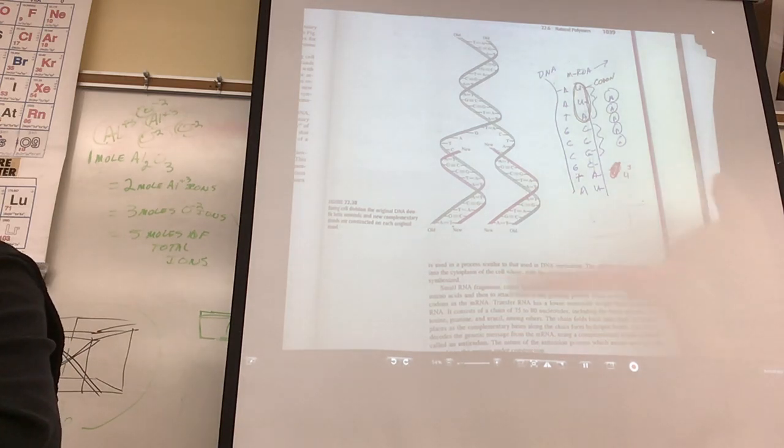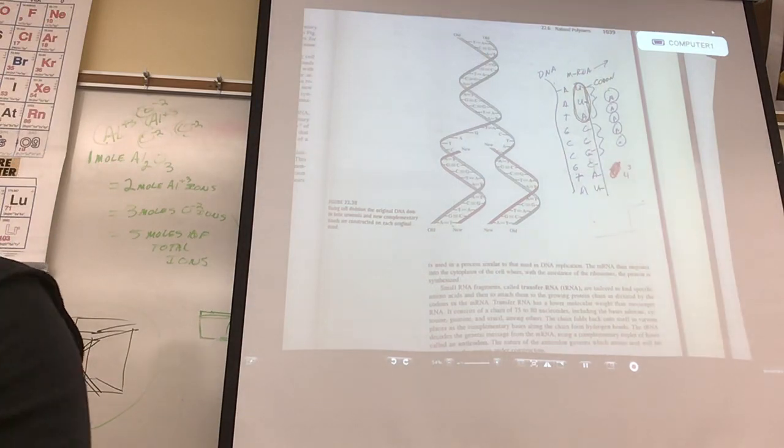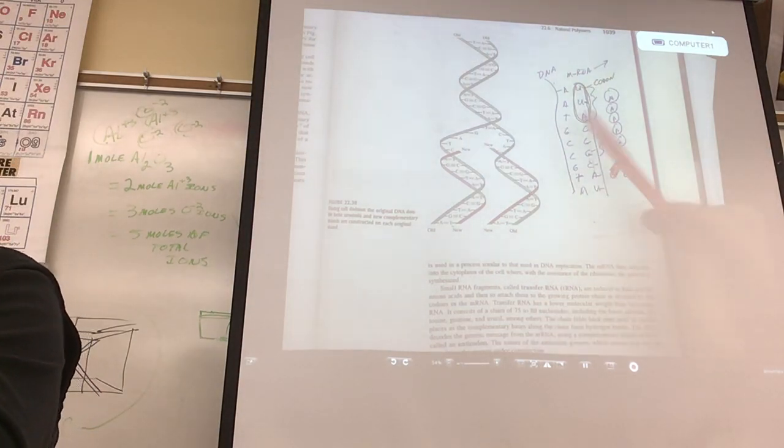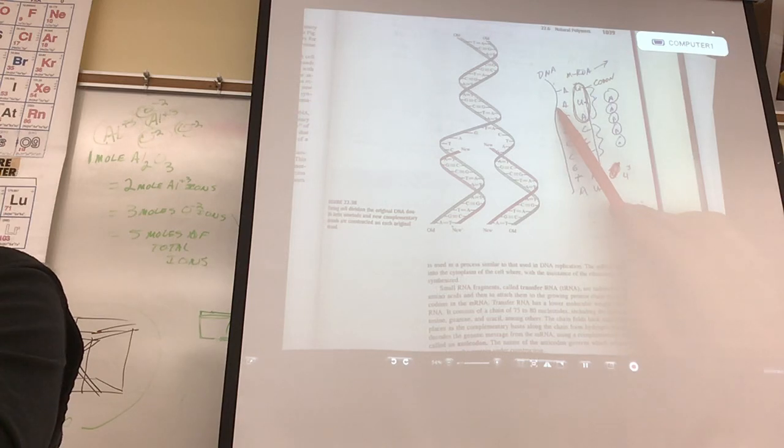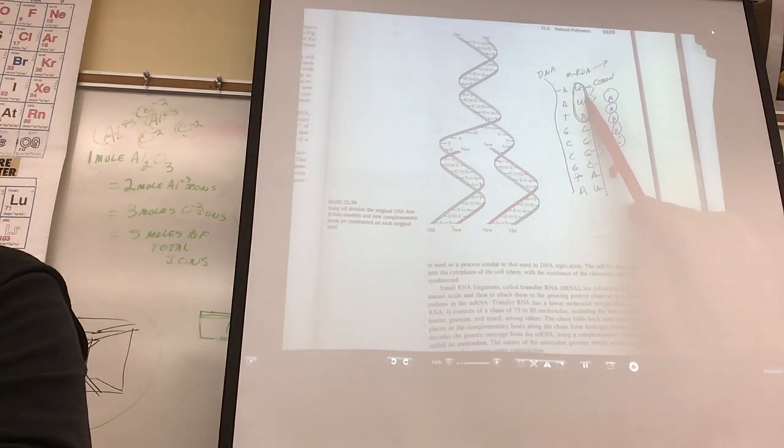Here's what I thought was very ingenious with Watson and Crick. Here's what they said. They said, okay, we have evidence that DNA makes a type of RNA that's going to leave the nucleus and go out into the cytoplasm and make proteins at the ribosome. Now, look right here.